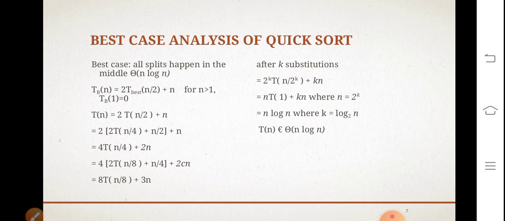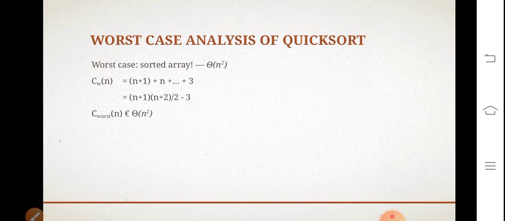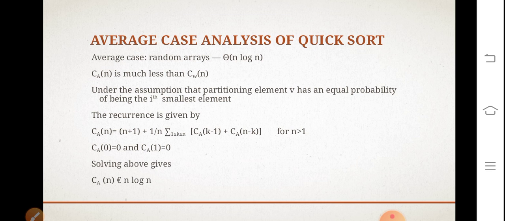Please go through these steps to see how to solve this best case analysis of quicksort. Tb of n equal to 2 tb of n by 2 plus n for n greater than 1, and tb of 1 equal to 0. Just go through all these steps and you will come to know what the best case analysis of quicksort is. Similarly, we have the worst case analysis which belongs to theta of n square. Then we have the average case analysis of quicksort, that is, a random array, theta of n log n.